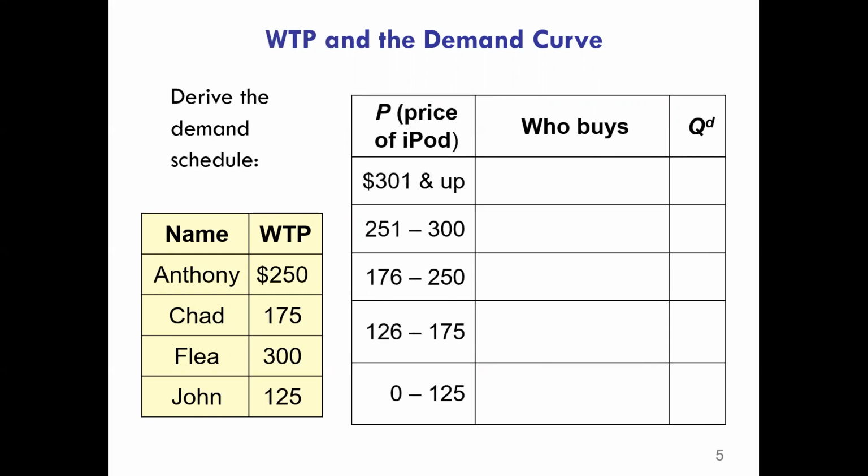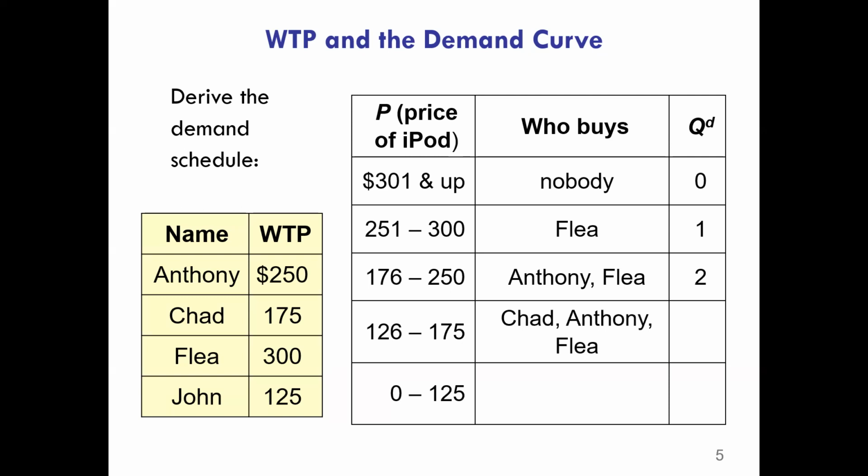Now let's look at how we can derive the demand schedule. So when price is above $300, no one buys the iPod, and so quantity demanded is zero. When price is between $251 and $300, it is only Flea who wants to purchase the iPod at that price. And so quantity demanded is 1. When price is between $176 and $250, Anthony and Flea are willing to purchase the iPod, and so quantity demanded is 2. When price is between $126 and $175, 3 of the 4 can purchase the iPod, and so quantity demanded is 3. And when the price is between $0 and $125, all 4 of these individuals can purchase the iPod, and so quantity demanded is 4.